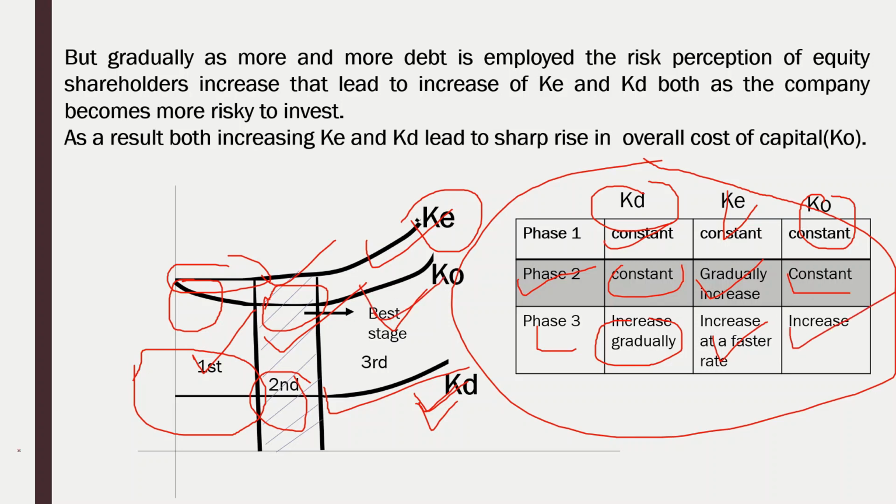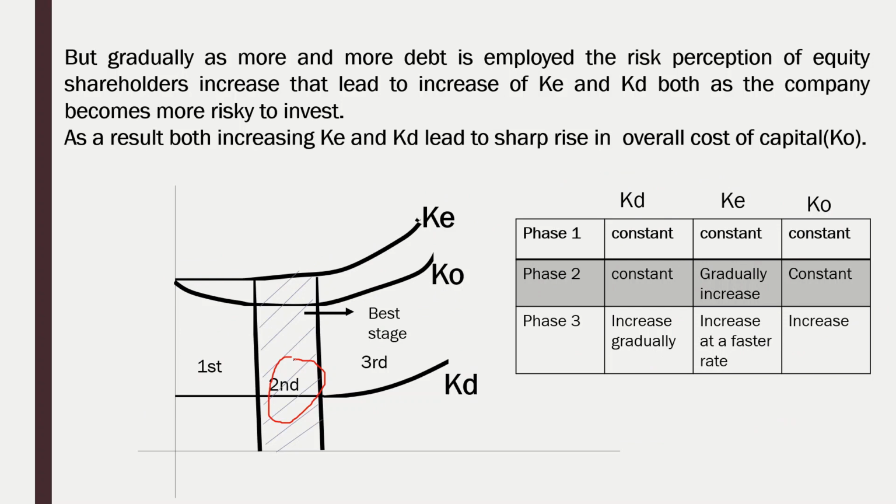So we can see here that the second stage is the optimum capital structure, the best stage for our capital structure. Beyond this stage, we should not increase our debt, because that will lead to an increase in our overall cost of capital. Let's learn the traditional approach with a question.